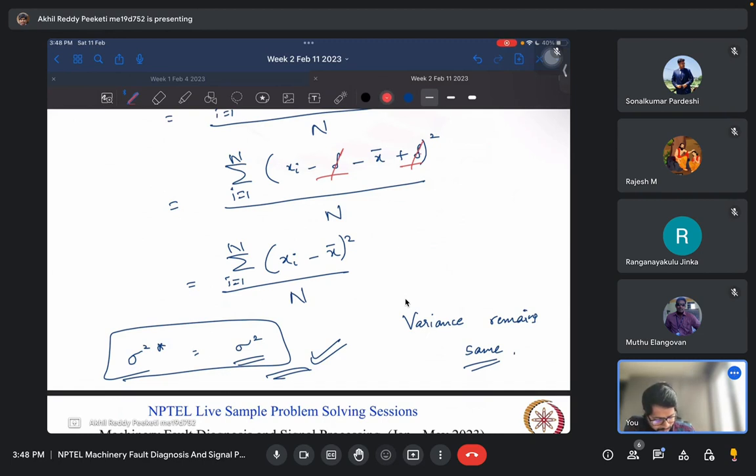So that means, let's say data is like this. If this is distributed about 0 or 10 or 100, it doesn't change the variance of the graph.